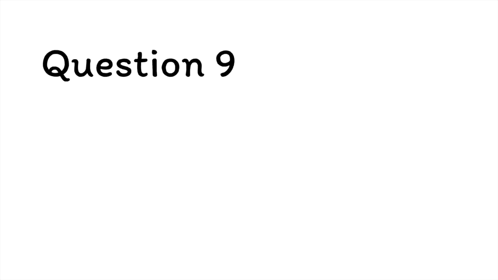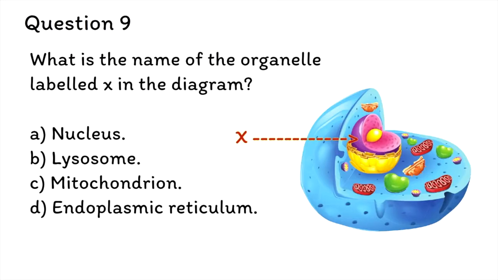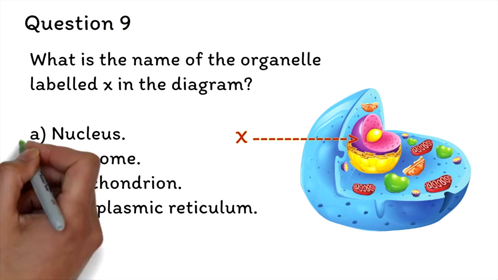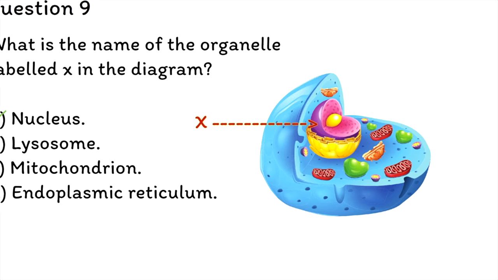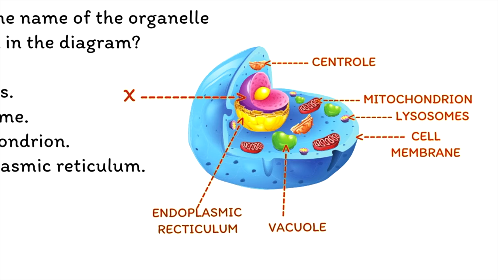Question 9. What is the name of the organelle labeled X in the diagram? A. Nucleus. B. Lysosome. C. Mitochondrion. D. Endoplasmic reticulum. The answer is A. Nucleus. You need a working knowledge of plant and animal cells. You should be able to identify and label the major organelles. This is an animal cell, and here are the organelles. Pause the video and go through it.